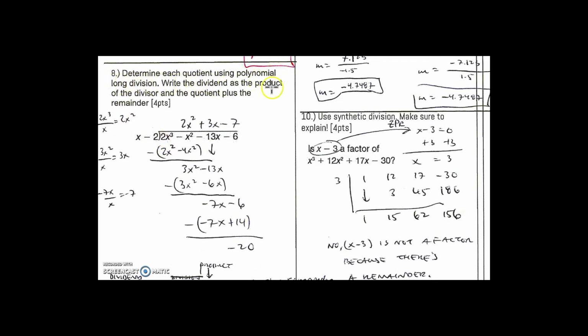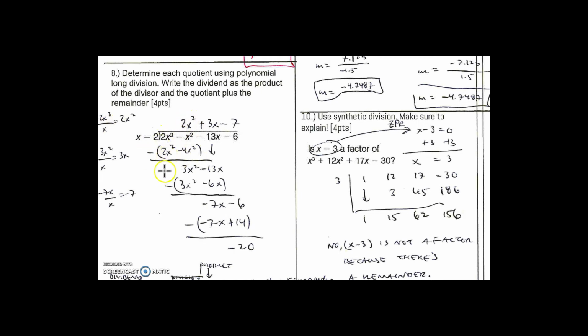Write the dividend as the product of the divisor and quotient plus the remainder. So how many times is x going to 2x cubed? You can do a side problem here and simplify that, and you get 2x squared. Now you're going to multiply, and right there you're going to subtract.